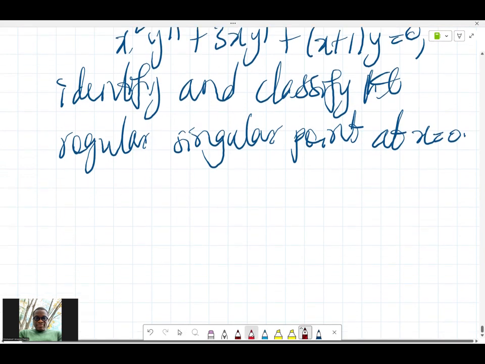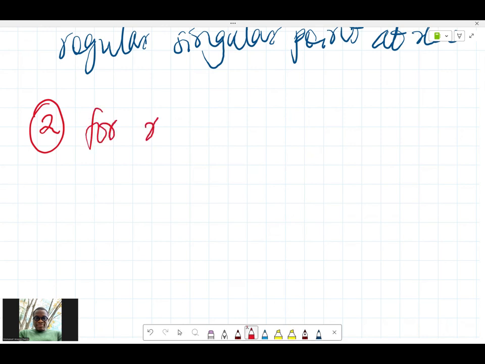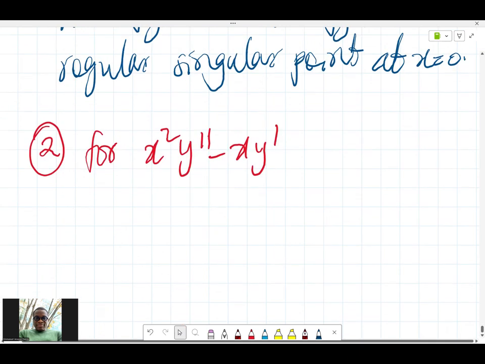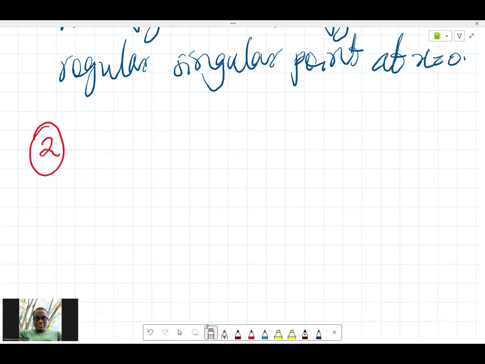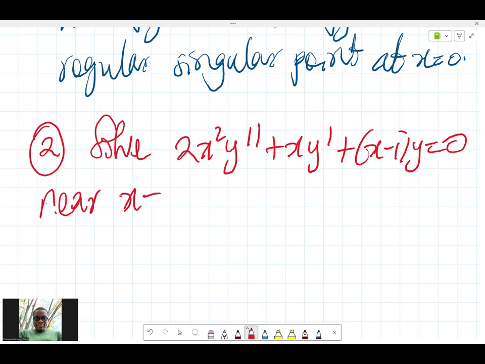Then question 2. I guess 2 will be good. So for x squared y prime prime minus x y prime plus, okay, let me do this other one. Let me change it to this. Solve 2x squared y prime prime plus x y prime plus x minus 1 y equals 0 near x equals 0 using Frobenius.